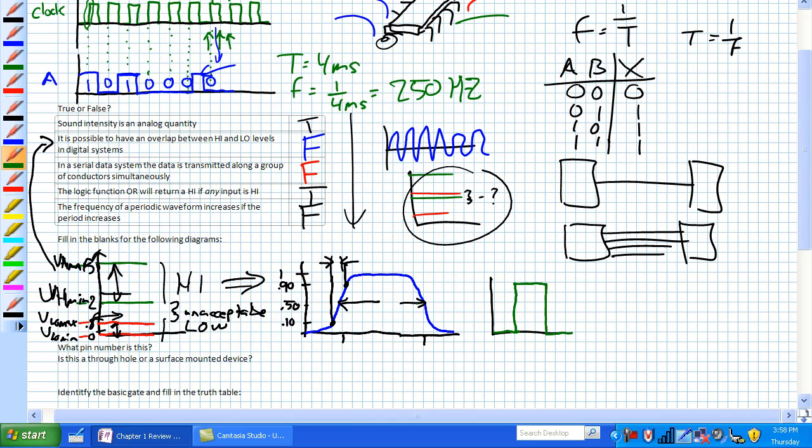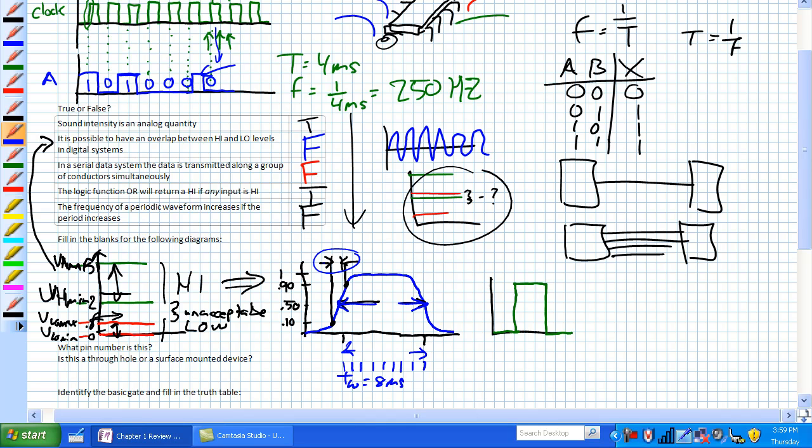But this is a non-ideal pulse. So let's talk about this guy in the middle right here. This time period in between here and here, what is that? That's the pulse width. It's basically a region of time. Let's pretend each one of these blocks is a millisecond. So 1, 2, 3, 4, 5, 6, 7, 8 milliseconds. That's our pulse width. Okay?